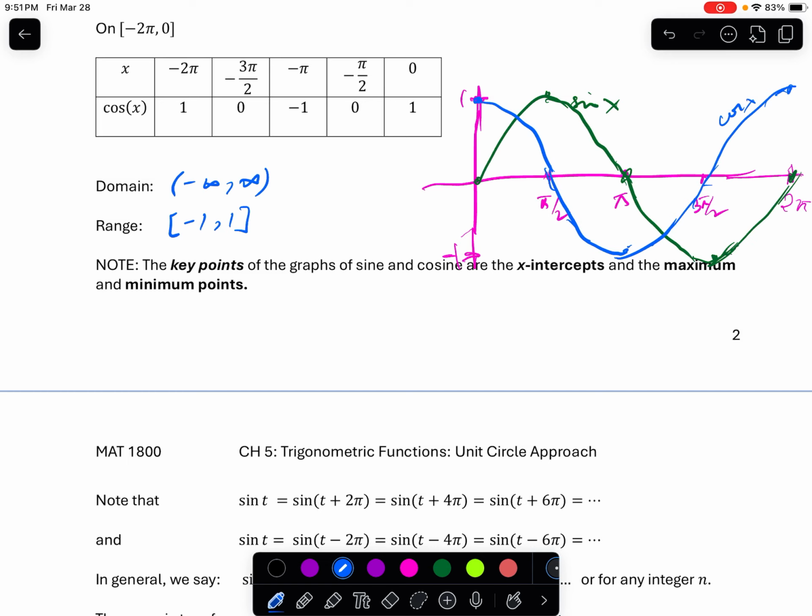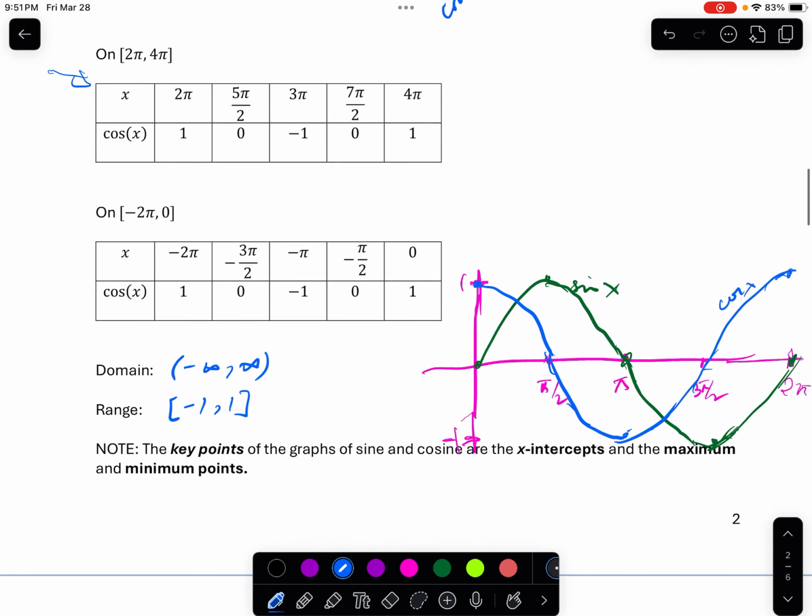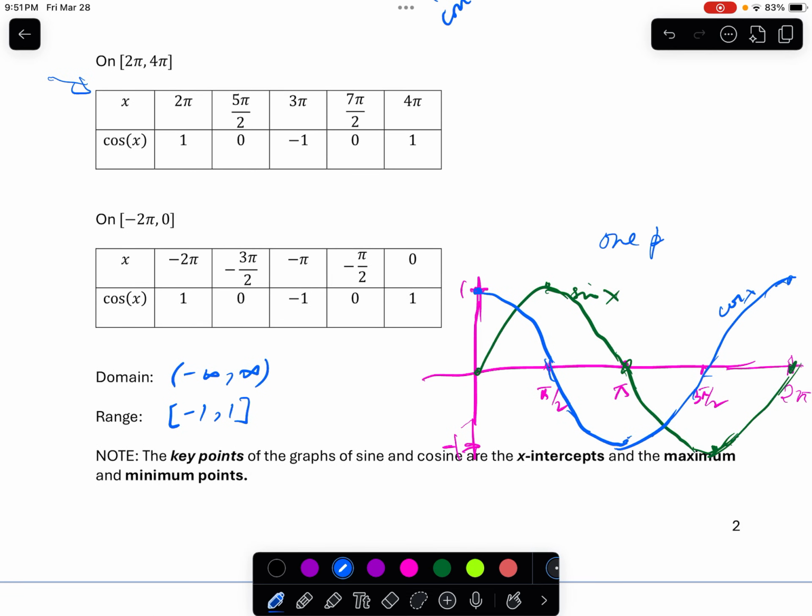So you should know which points we are talking about. You can do it because this is in one period. Because the period is 2 pi, we are going only from 0 to 2 pi. Now, could we draw from negative 2 pi to 0? Yes, you could. You can draw from 2 pi to 4 pi, yes, but it makes more sense going from 0 to 2 pi.